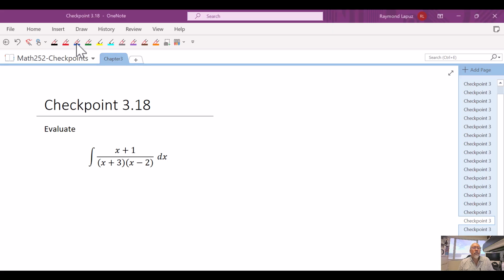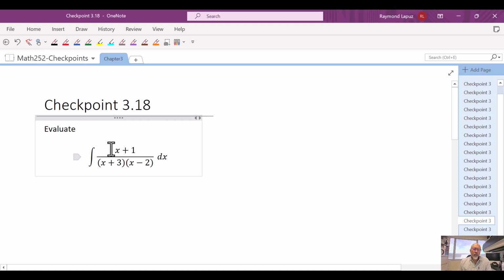My name is Lapuz. In this video we will be looking at checkpoint 3.18 from section 3.4, where they're covering partial fractions. In this problem they want us to evaluate the integral of (x + 1) divided by (x + 3)(x − 2). So clearly this is a partial fraction decomposition.